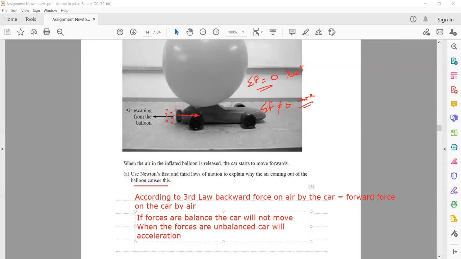If there is no resultant force, the object will not move. For a stationary object, if the resultant force is zero, the object will remain at rest. But for a stationary object, if there is an unbalanced or resultant force, the object will start to accelerate.